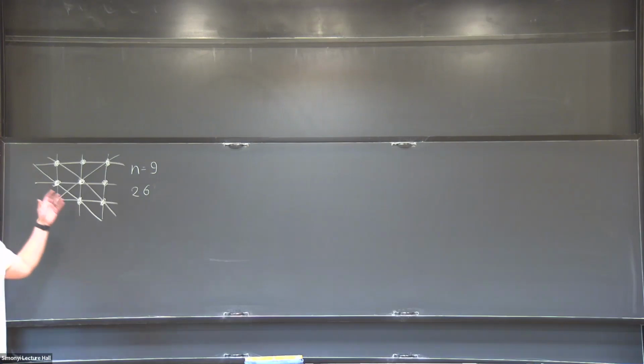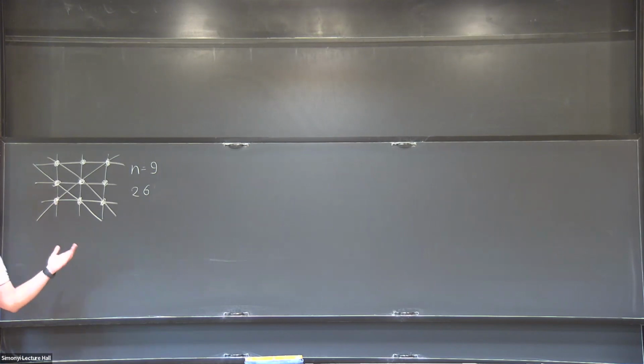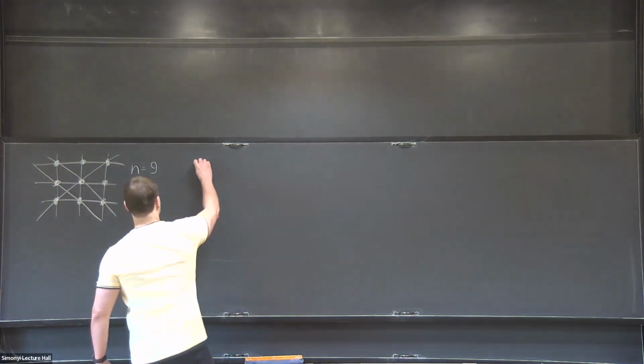We are given n points and n lines in the real plane. What is the maximum number of incidences between the points and the lines? In other words, what is the maximum number of point-line pairs where the point is contained in the line? For example, in the picture, you can see 9 points and 9 lines, and a total of 26 incidences. This question was asked around the 80s, and it was solved not long after by Szemerédi and Trotter.